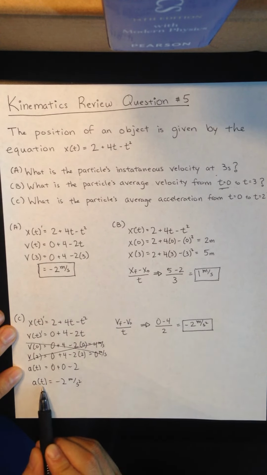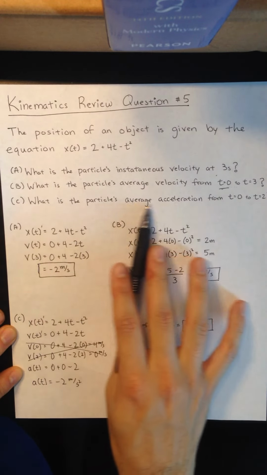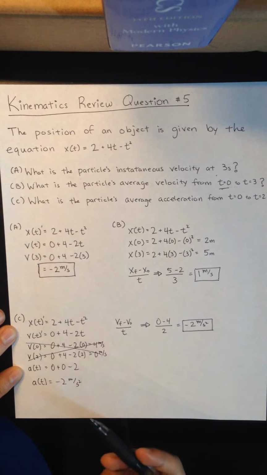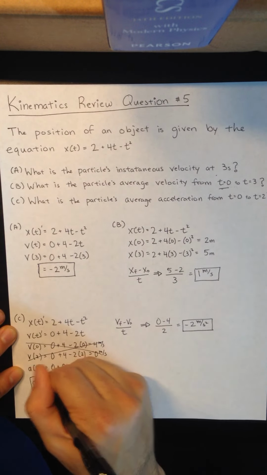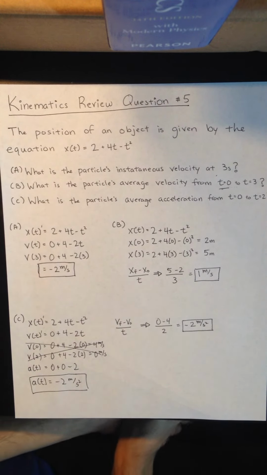The time could be 0, the time could be 2, the time could be 10, 1,000. The acceleration in this case is always going to be negative 2 meters per second squared. So in this situation, when I ask what's the average acceleration, it's always negative 2 meters per second squared. So we can find it this way to be negative 2 meters per second squared as well.